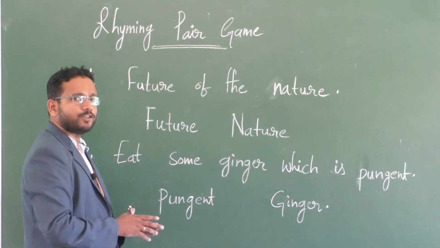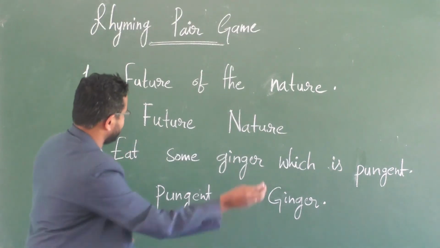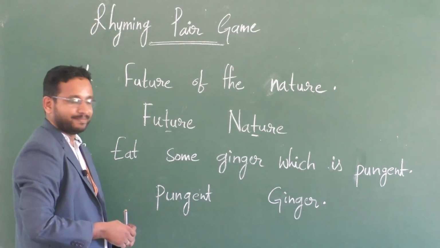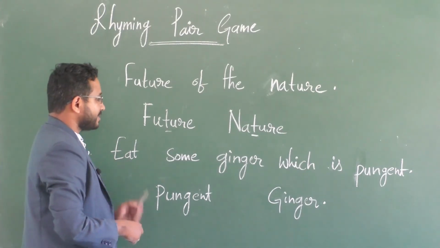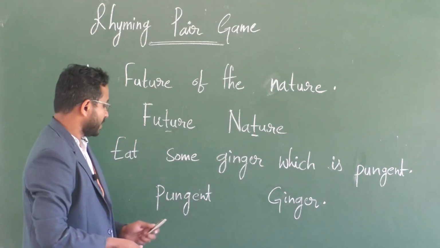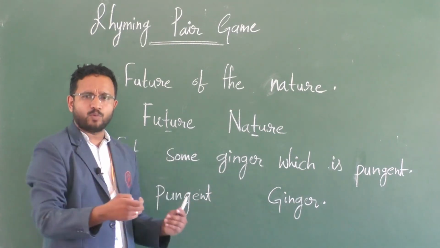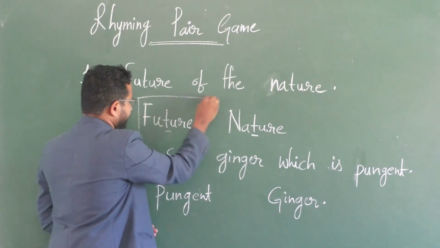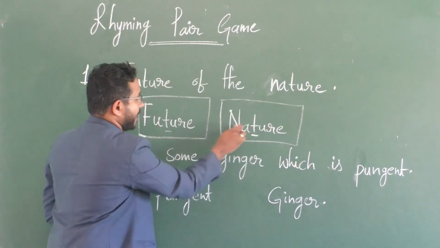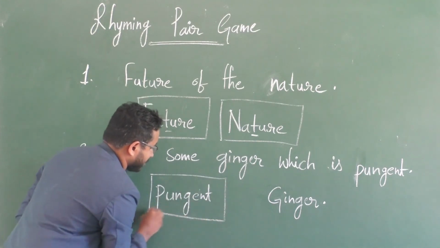Now, the rhyming pairs are future, nature. Future, nature. All right. Again, here we are with another sentence. Eat some ginger which is pungent. Eat some ginger which is pungent. So, look at the pairs here. Pungent, ginger. The same way, you can take a piece of paper and cut these words like this. They are pairs here, right? They are pairs. Here again we have got another pair.